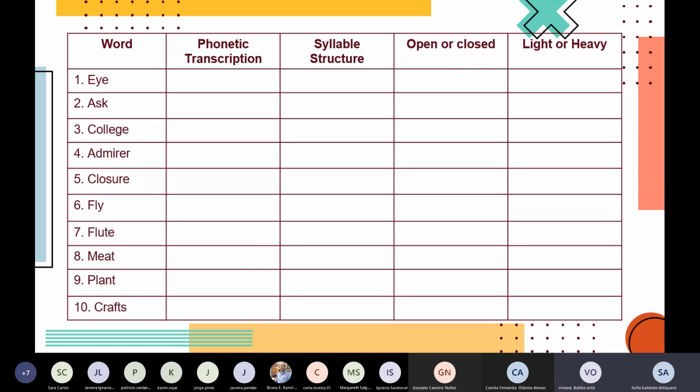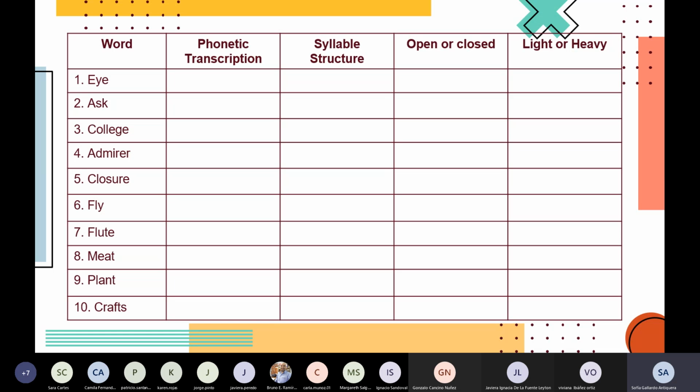Okay. Next one, number 6. Maybe Javiera de la Fuente. Fly. Consonant, consonant, vowel. Open and light. Okay. You don't sound sure, but we will review it. Don't worry, that's fine.